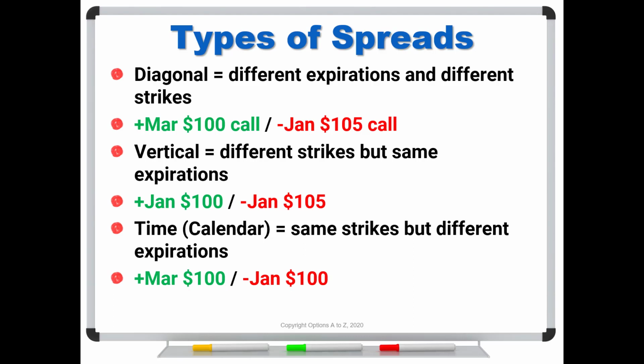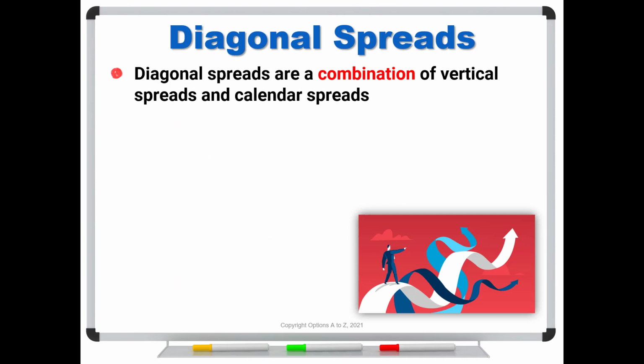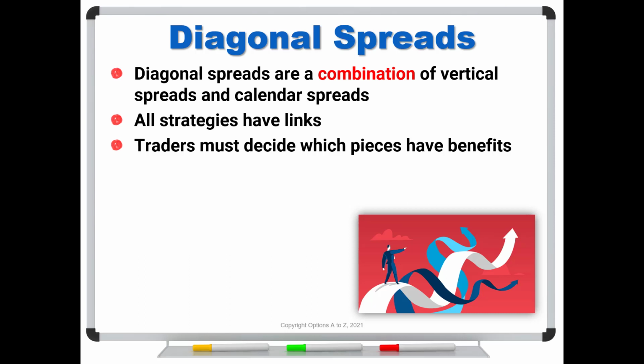And as is true for all strategies, there are reasons for taking one of these over another. Now, for the diagonal spreads, they are a combination of vertical spreads and calendar spreads. They're a little bit of each. And it's actually true for all strategies. All strategies have links that are common among others. And it's up to you as a trader to say, which of these links do I want and which do I not want? So traders must decide which pieces of the puzzle here have benefits. In other words, is there a mathematical edge? And if there's not, let's spin it out of the trade. Why do we want it in there if it's not really helping?